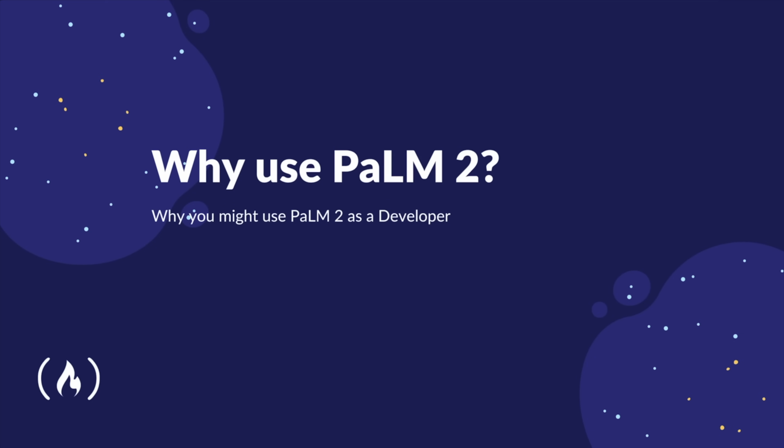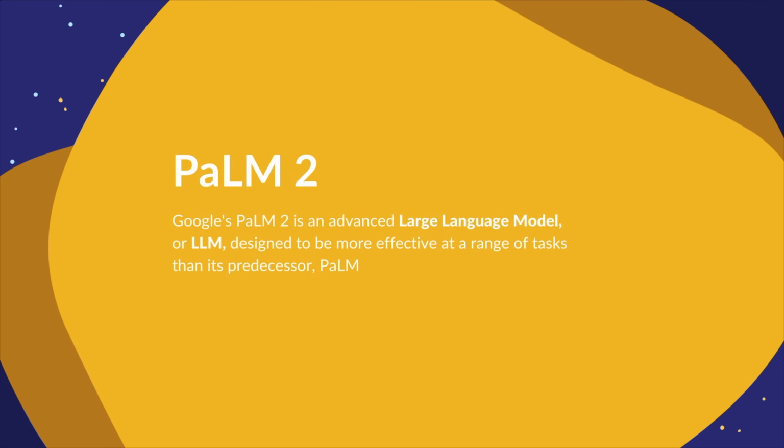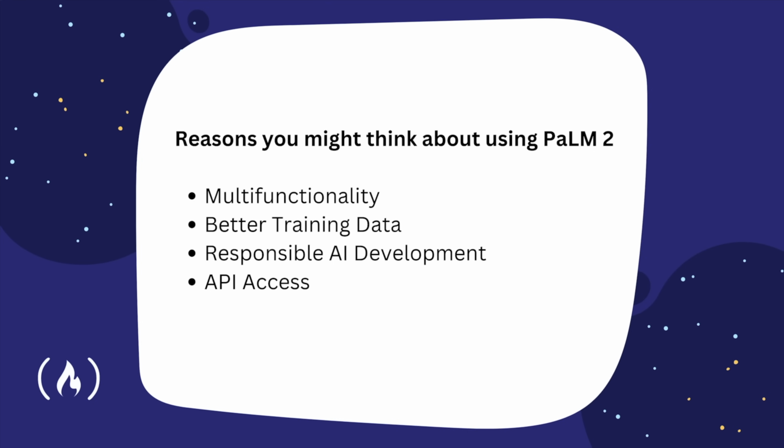Let's do it. First off, why use PaLM 2? Google's PaLM 2 is an advanced large language model, or LLM, designed to be more effective at a range of tasks than its predecessor, PaLM. Before we get to demystifying some of the words in that sentence, such as LLM, let's actually understand why we would want to use something like PaLM 2 in the first place. If you are a developer, here's some reasons you might think about using PaLM 2.